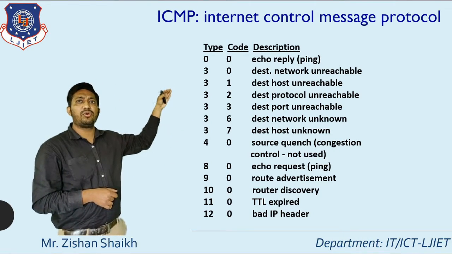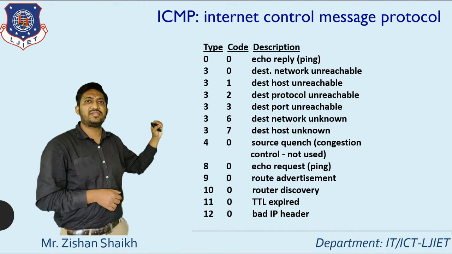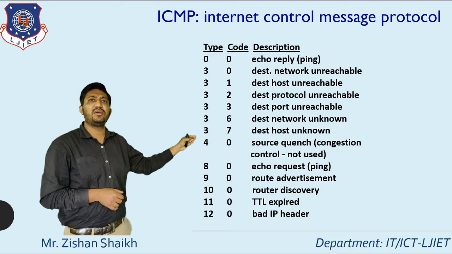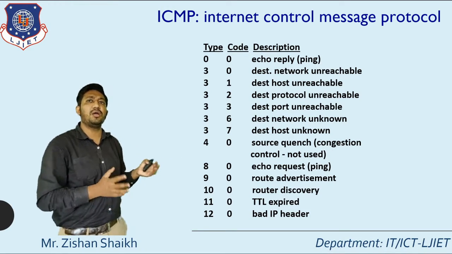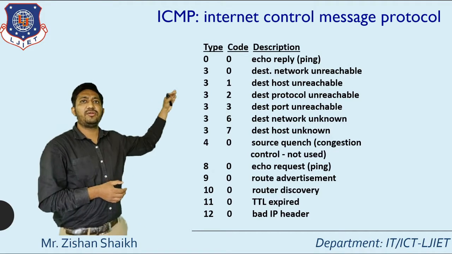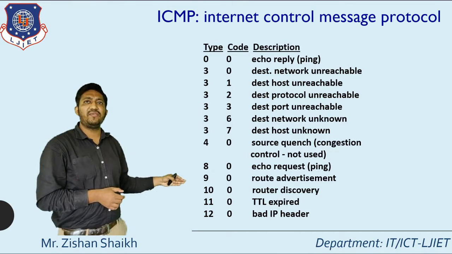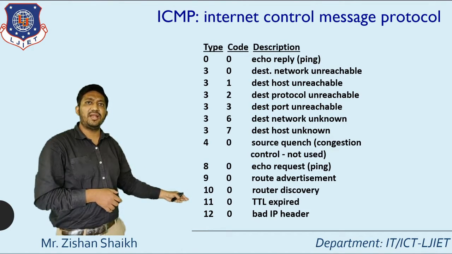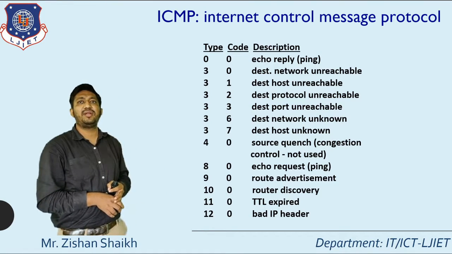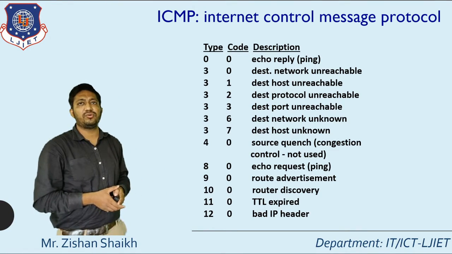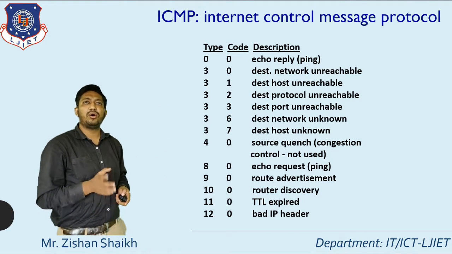Type 3 is used for all destination-related errors. In the same way, type 3 and code 7 is used for destination host unknown. Similarly, we can use a number of codes for destinations. If I use type 11 and code 0, it is used for TTL expired, meaning the time to live field has expired to 0. So this is the message format used by intermediate routers and hosts.